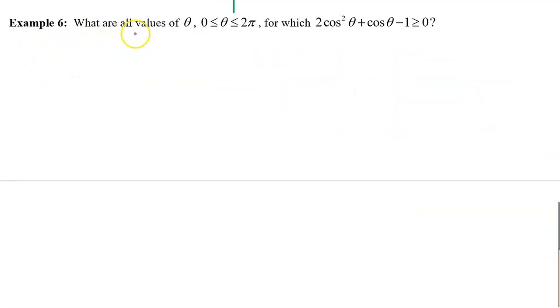Example 6. What are all values of theta on the interval from 0 to 2 pi for which 2 cosine squared theta plus cosine theta minus 1 is greater than or equal to 0? Let's begin by labeling this part of the inequality as f of theta for easy reference.